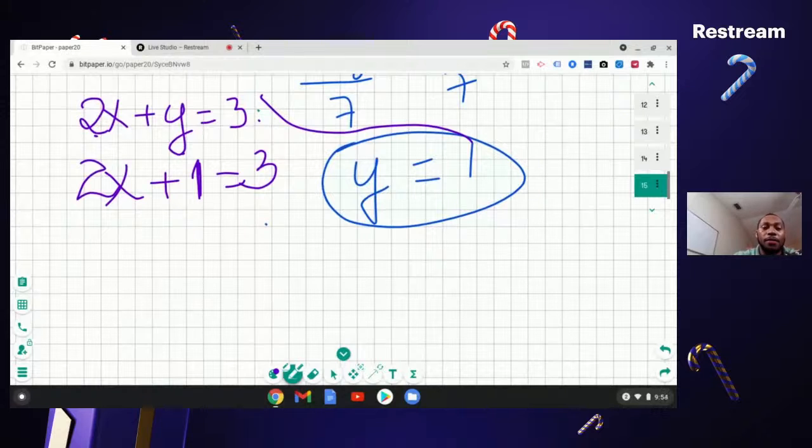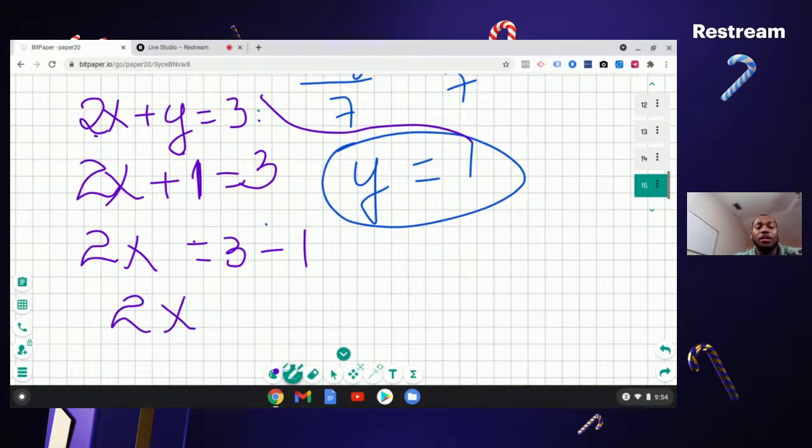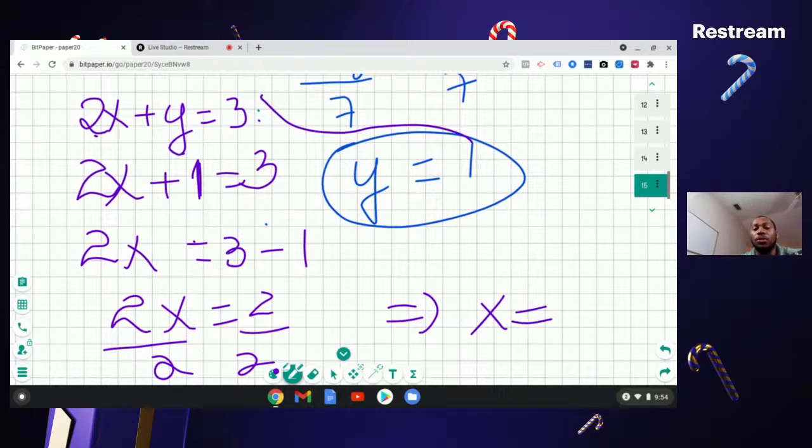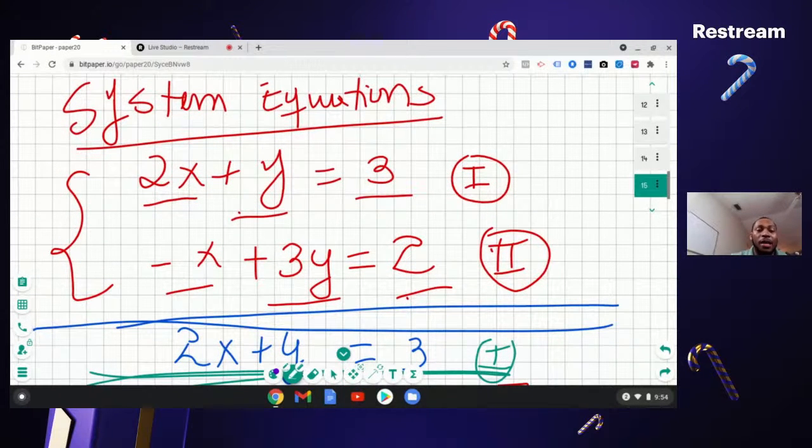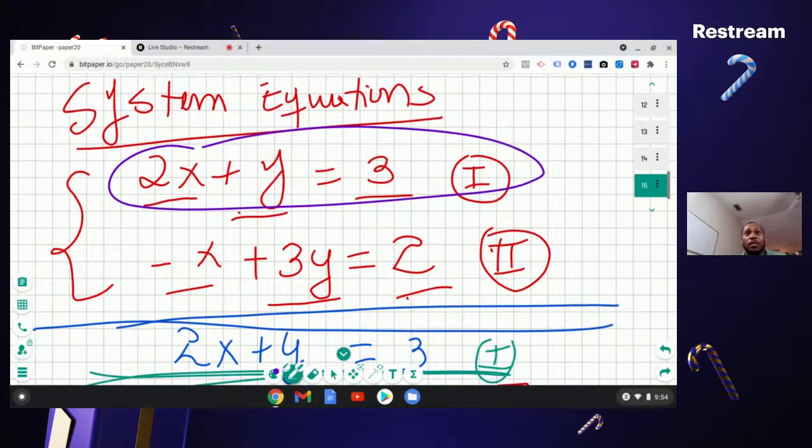Subtract 1 from both sides. 2x is equal to 3 minus 1. You could say you move the 1 to the other side, whichever way you want to think about it. 2x is equal to 2, and you divide both sides by 2, and that implies that x is equal to 1. Now, x is equal to 1, y is equal to 1. So what does that mean graphically? That means if I go on a Cartesian graph and draw this line right here, you know there's an x value and a y value.